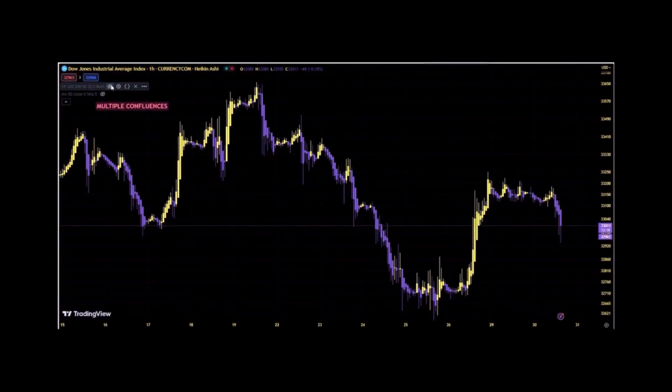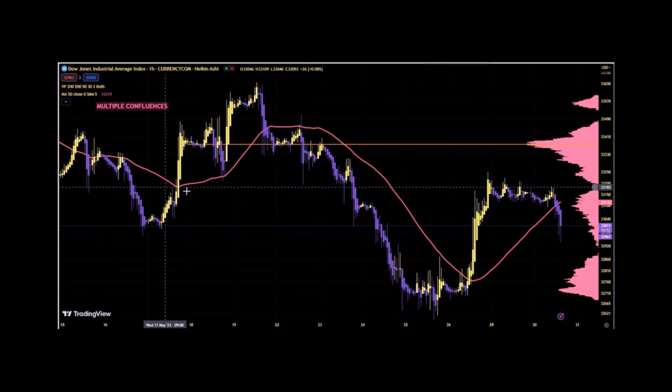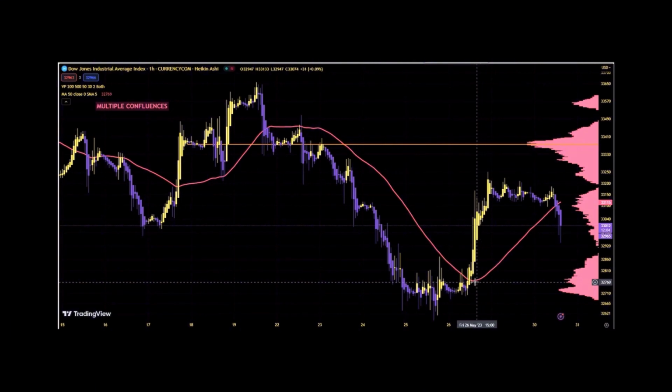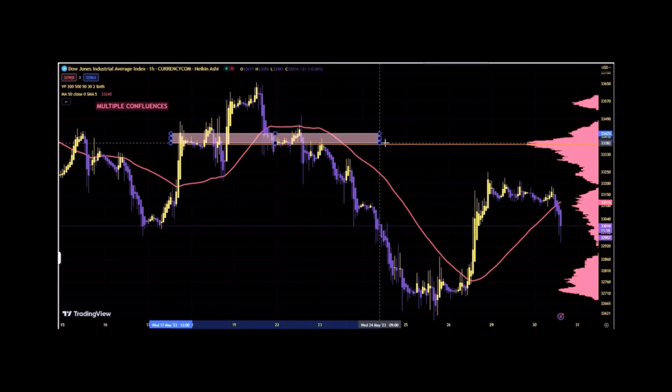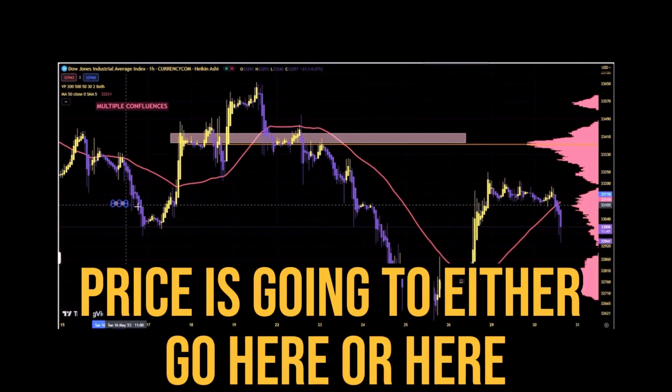Now, the last one is going to be multiple confluences, okay? I've touched on this throughout the video, but I want to reiterate that if you have multiple confluences on multiple time frames, if your trend line matches up with your major support or resistance levels on a higher time frame, and that also coincides with a psych level, which also coincides with a Fibonacci retracement from a swing high to swing low or swing low to swing high, you have multiple confluences to show you that, hey, based off of all of this data correlating with one another, price is going to go either here or here.